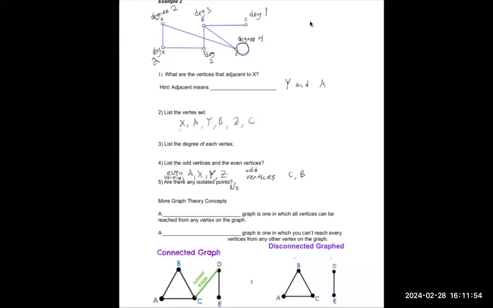Let me write in the correct words here. So a connected graph is one in which all the vertices can be reached from any other vertex in the graph. And then the other one is a disconnected graph, which is the one in which you can't reach every vertex from every other one. Okay.